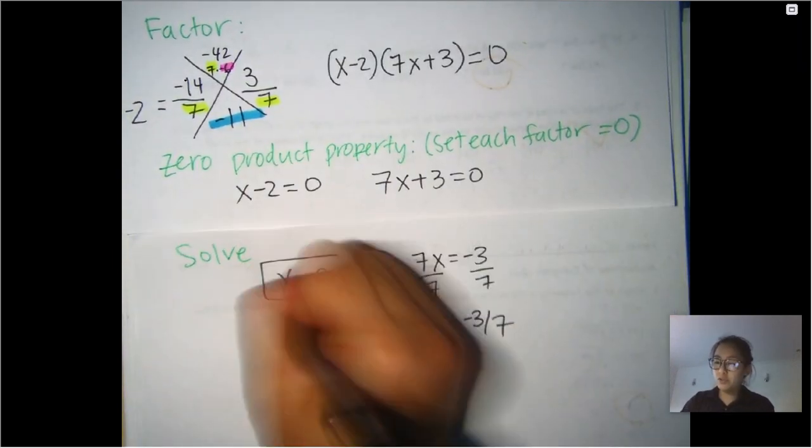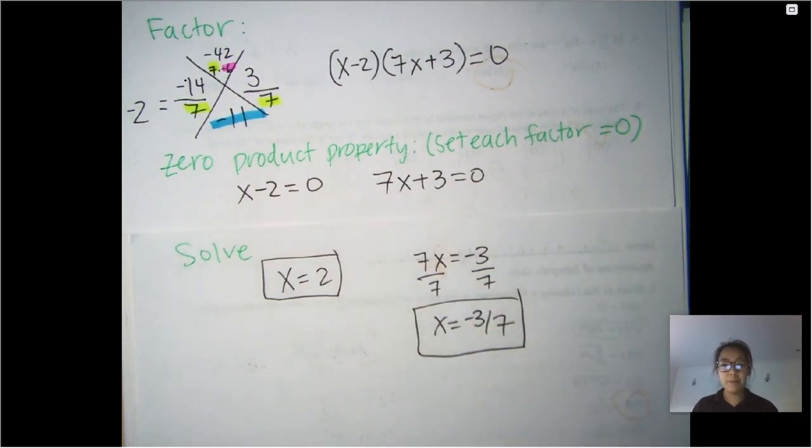So there you have it, your 2 solutions to this quadratic equation that we got from factoring.